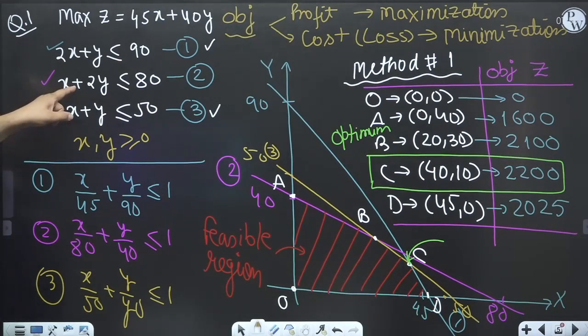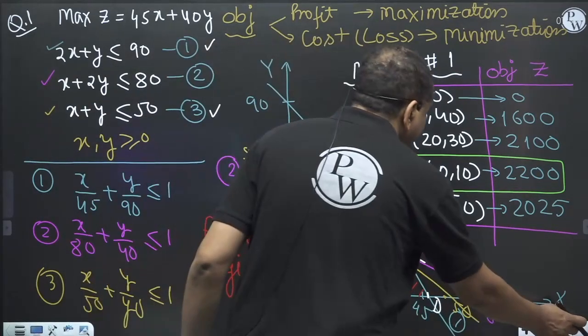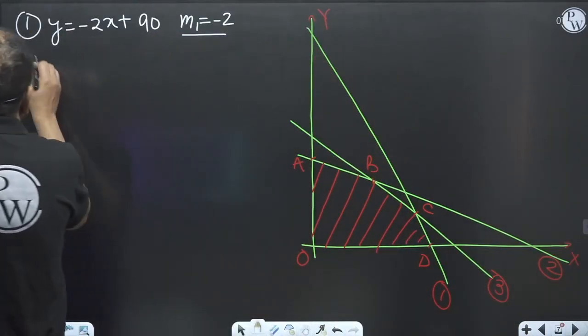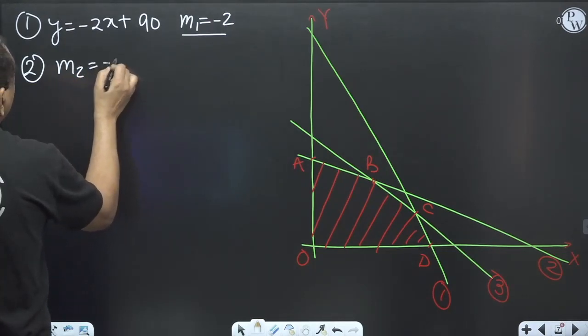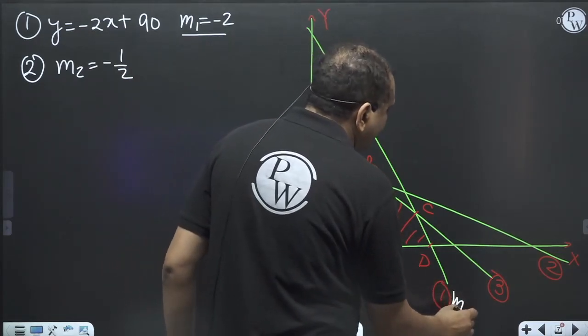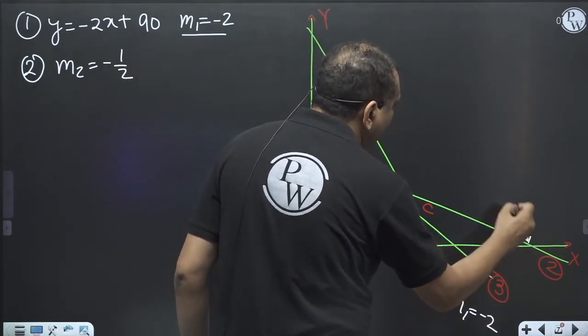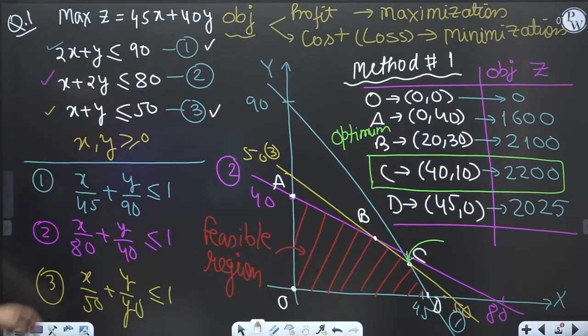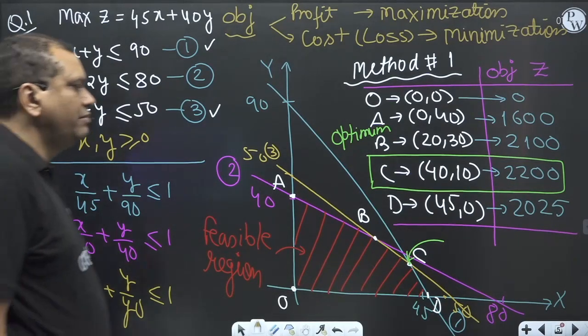Constraint 2, y is equal to mx plus c. So here the slope will be m2 is equal to minus 1 by 2. So m1 is minus 2, m2 is minus 1 by 2, and m3 is minus 1.